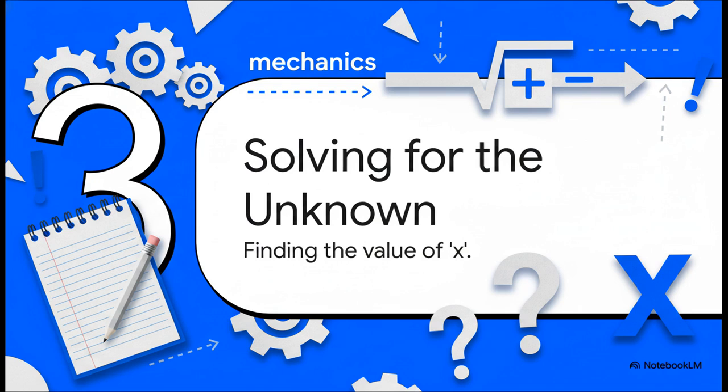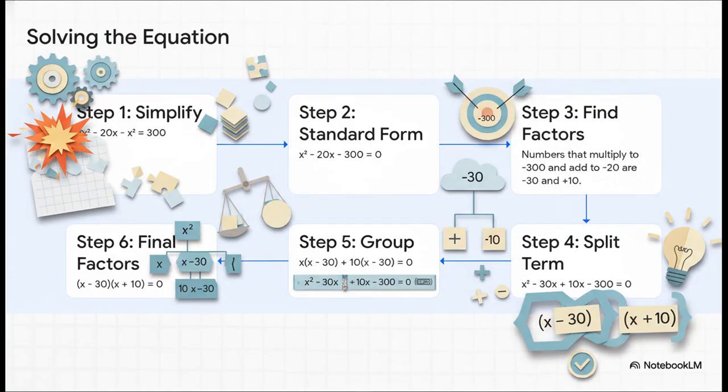Okay, let's get down to business. We've done the hard part of translating the story. Now we just need to do the algebra to figure out what x actually is. Let's walk through this. First, let's simplify. We multiply that 2x into the parentheses, which gets us 2x squared minus 20x.